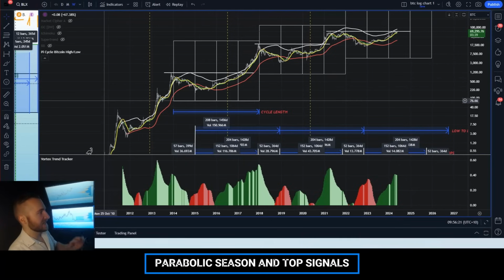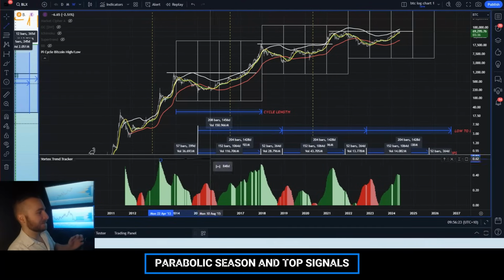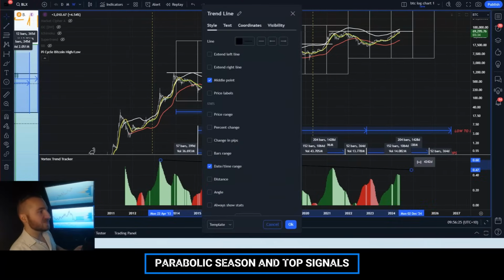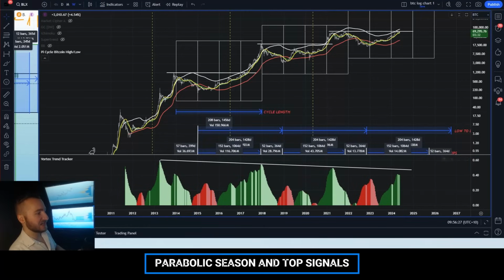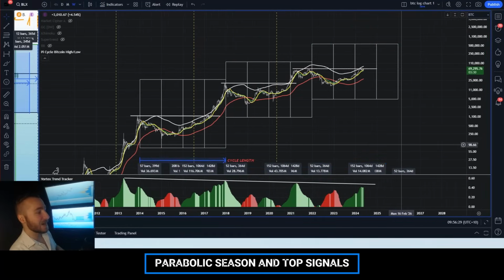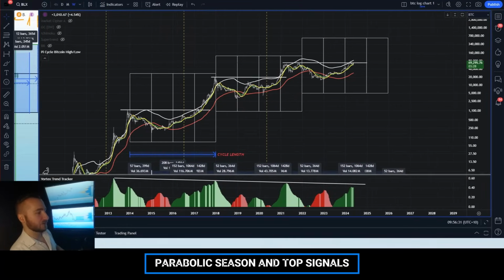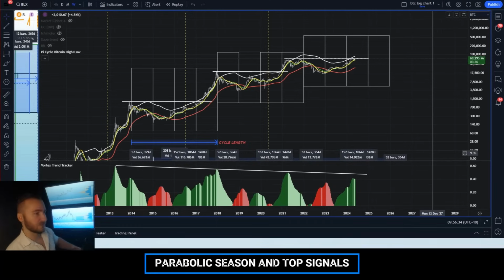This is where it's important: how we can use the leading data to project when the top will be in. And I always say, guys, if you're looking for a specific number, like, I'm not going to sell into 200,000, or I'm not going to sell into 150,000, you're going to be wrong.